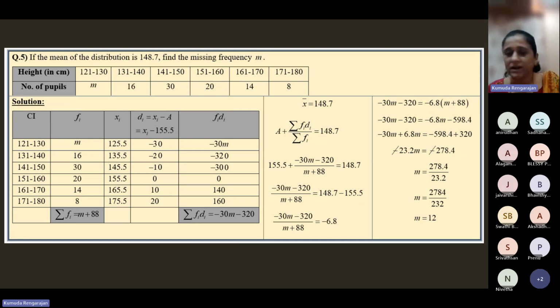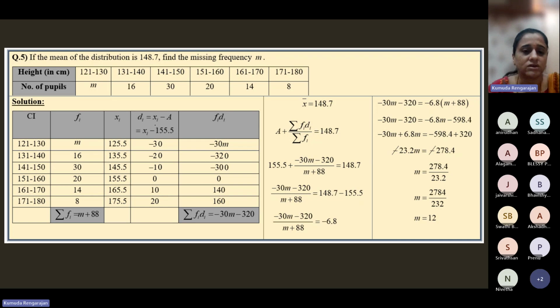121, and they're also not ending with 0 everywhere. It's 121 to 130, and you can see that the class mark is 125.5, 135.5. So you can make out that the numbers are large. So when numbers are large, use the assumed mean method. Your calculations will be comparatively simpler. When calculations are simpler, it saves time.